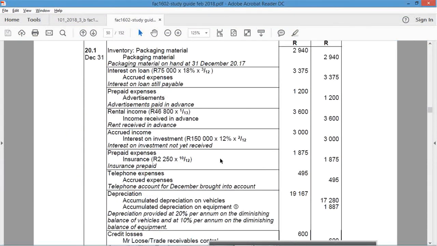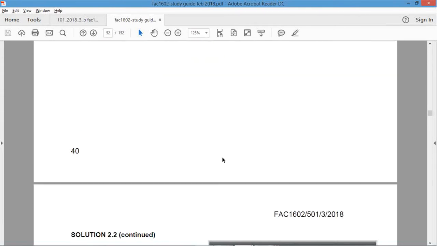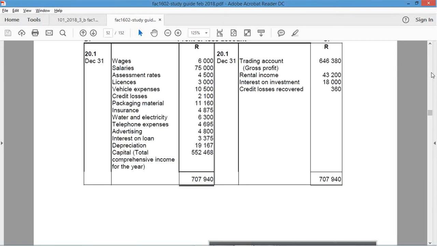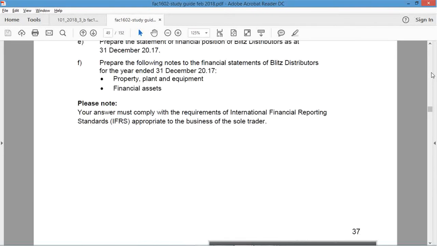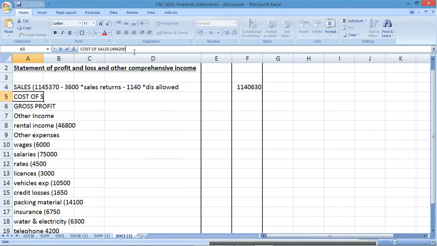So let's double check and see if they've closed that off to the right account. Let's see their cost of sales. Alright, so here they've got cost of sales as 494,250. What is our current cost of sales? 496,200. Okay, so it looks like they have taken it off. Alright, so let's go back and look at that amount. There's discount received. What is it? 1950. So we're probably going to take off minus 1950 from that. Okay, let's see what we get then.